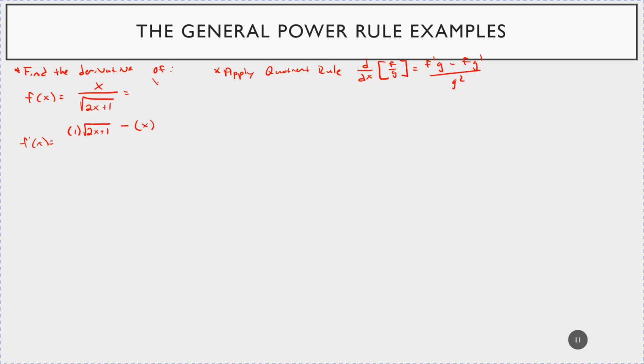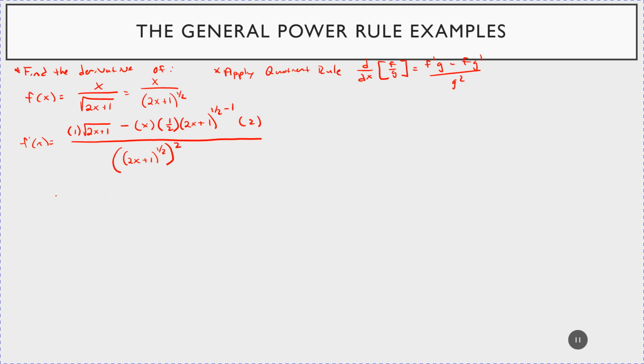Sometimes it helps to see it like this, as (2x plus 1) to the 1/2 power. So you're going to need to use the chain rule. Bring down the 1/2. You have 2x plus 1 to the 1/2 minus 1. And then the derivative of the inside is just 2. All over (2x plus 1 to the 1/2 power) squared.